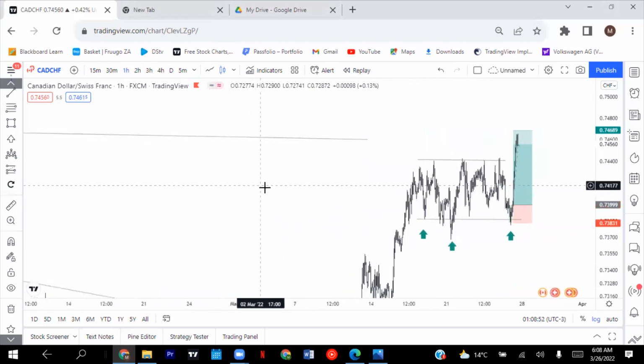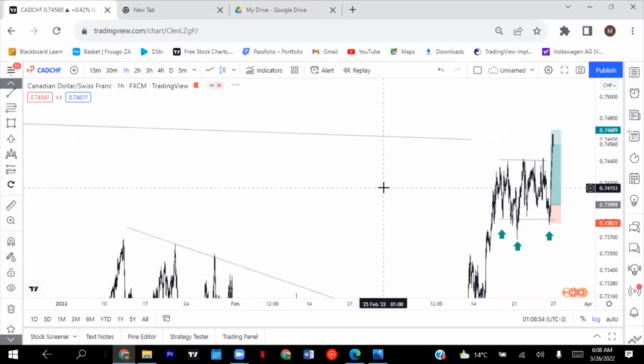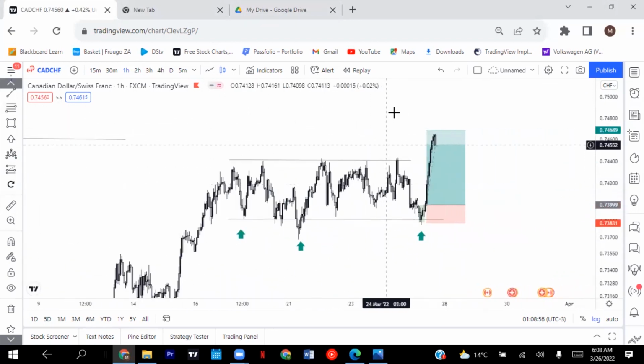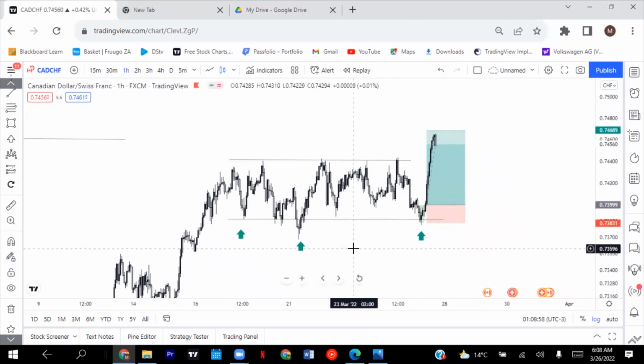That is how trend lines work. It's very basic, it's very simple. All you have to do is make sure every time you go through with the principles and stick to the rules, and hopefully you'll also get it right just like I do.